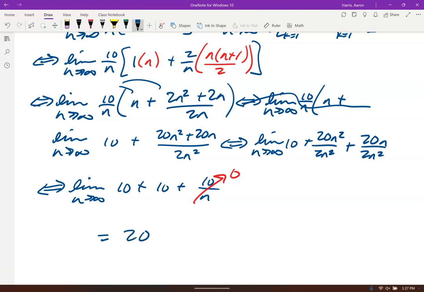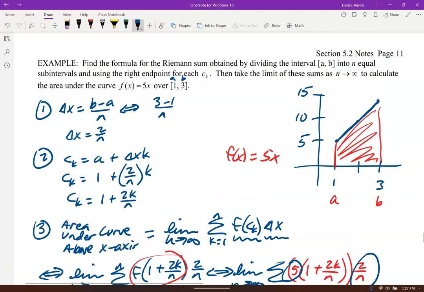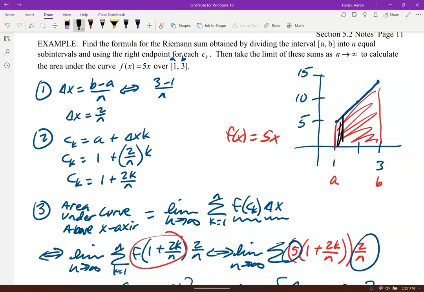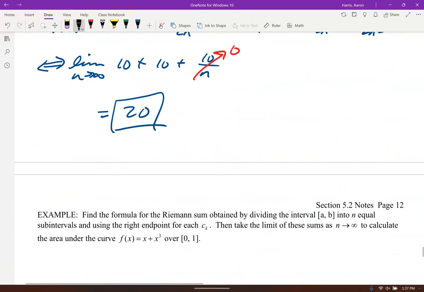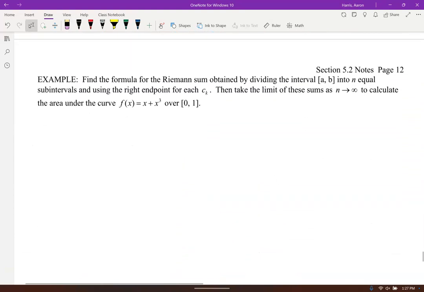So this is 20. So that's saying that area up here, right, between 1 and 3, is 20. The area under the curve of 5x is exactly 20.